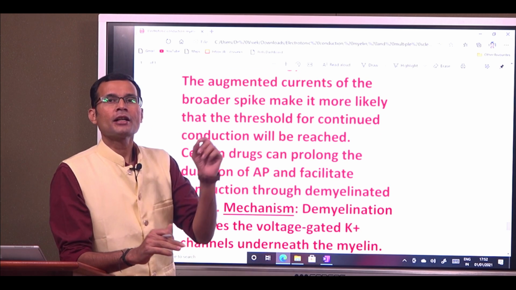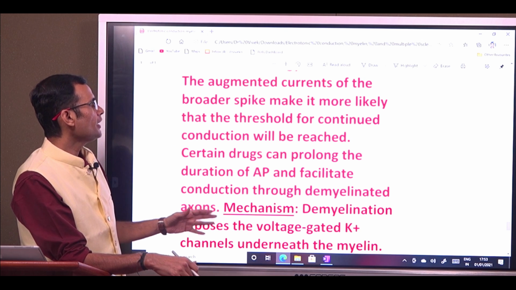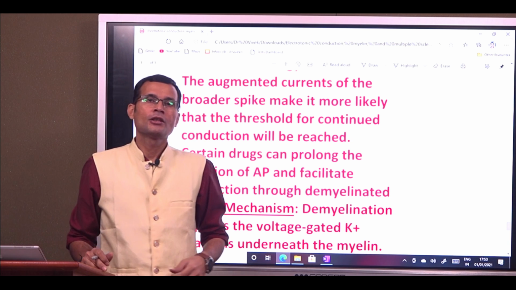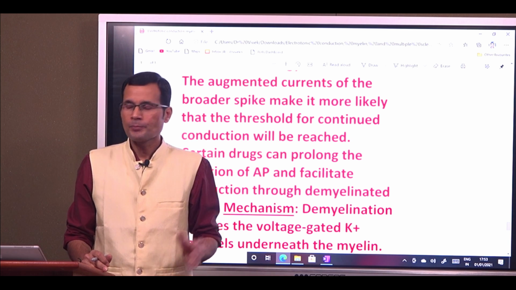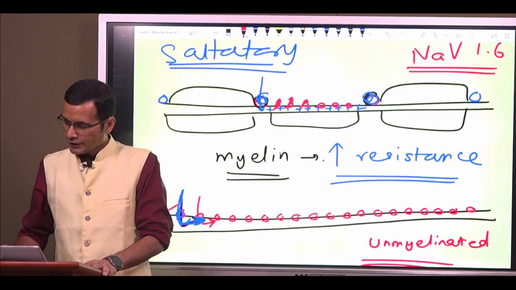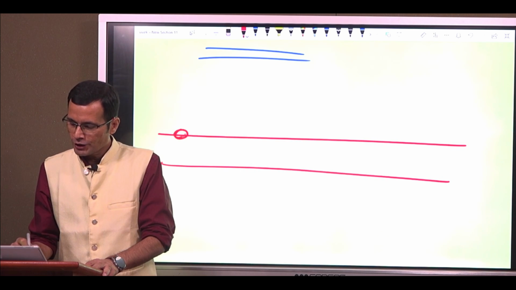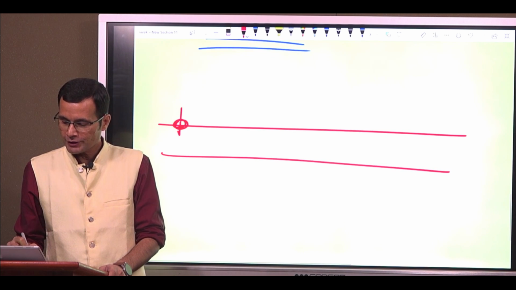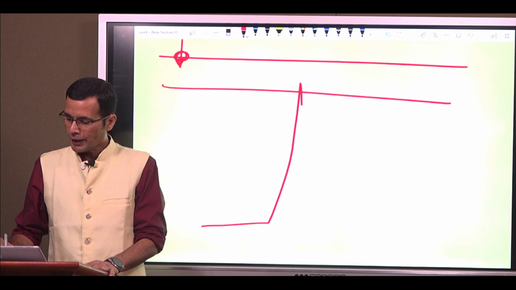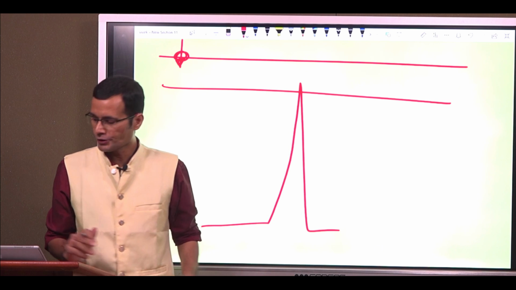The augmented currents of a broader spike will make it more likely that the threshold for the continued conduction will be reached. Yes, the broader spike. Look, normally what happens is the spike is, let's say, at one point of the nerve. Let's say this is a point which is stimulated and it excites. Graphically, we show the spike like this, depolarization, and then depolarization has ended quickly and there is repolarization.